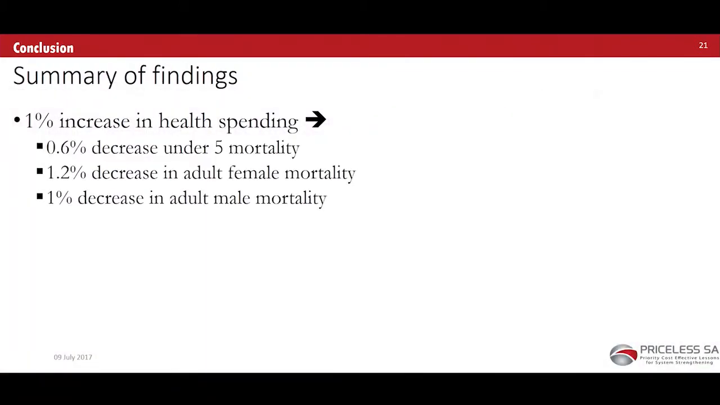So in summary, a 1% increase in health spending results in a 0.6% decrease in under 5 mortality, a 1.2% decrease in adult female mortality, and a 1% decrease in male mortality.